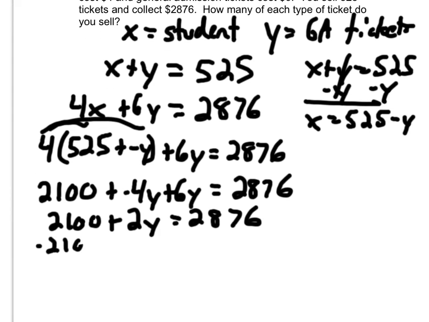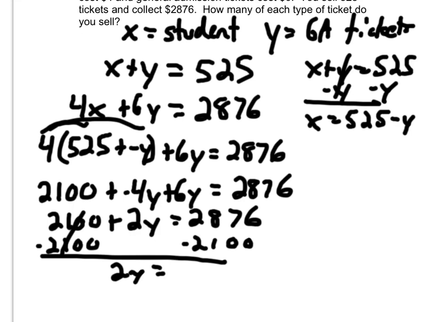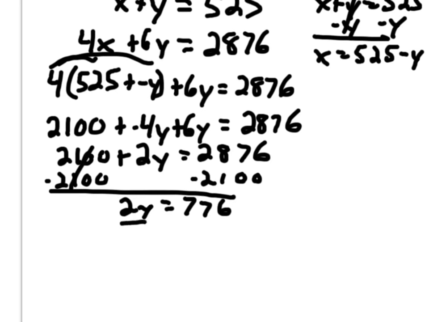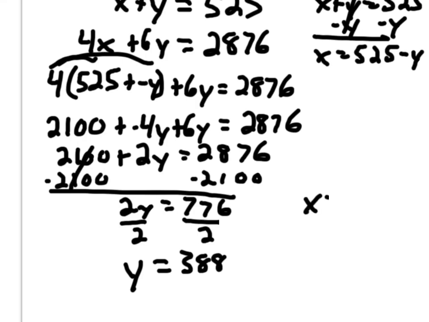Keep going by taking away 2,100 from each side. And we get 2y is equal to 776. And then if I divide by 2, I want to take 776 divided by 2, that gives me 388. So our y is equal to 388. Now we're going to take that number and plug it in to our modified equation right here to figure out what x is. So I know that x equals 525 minus y, which in this case is 388. And 525 minus 388 is 137.